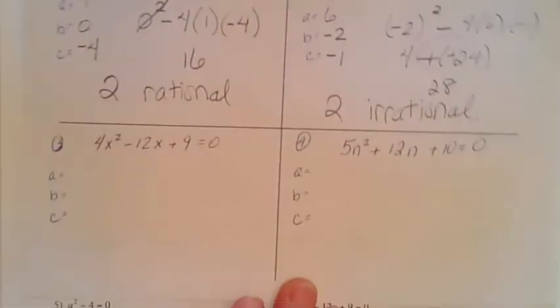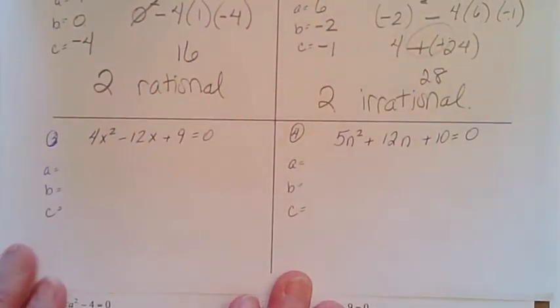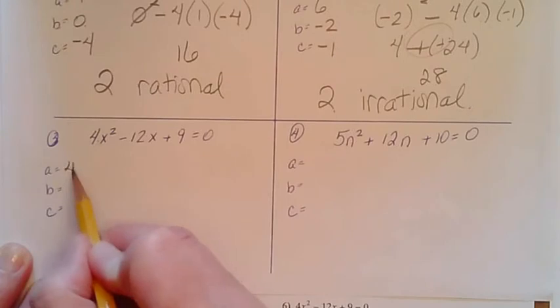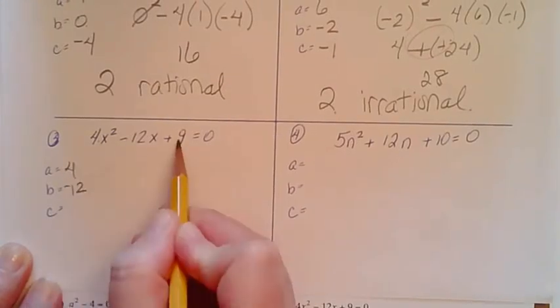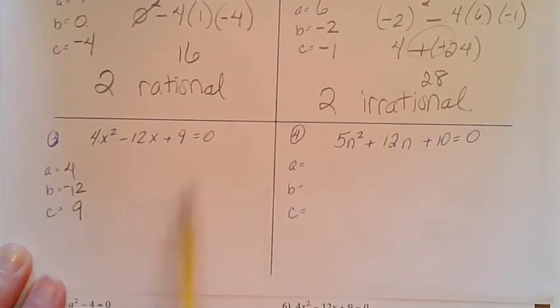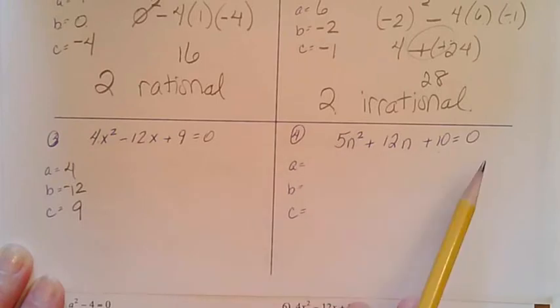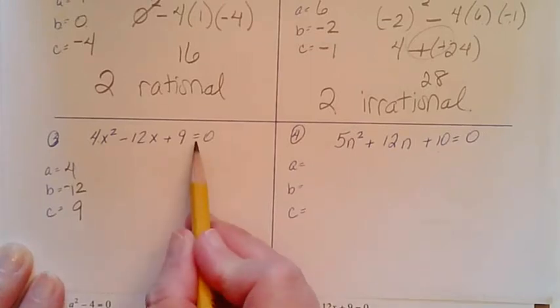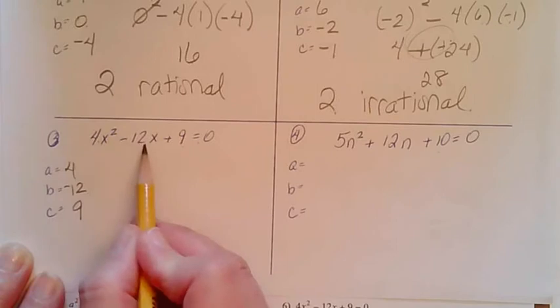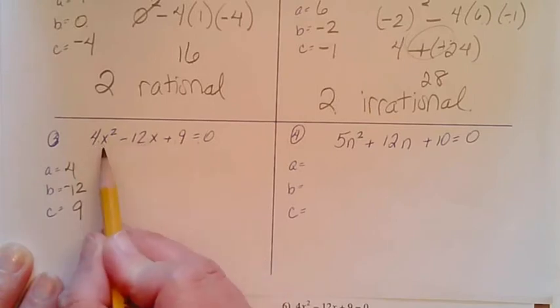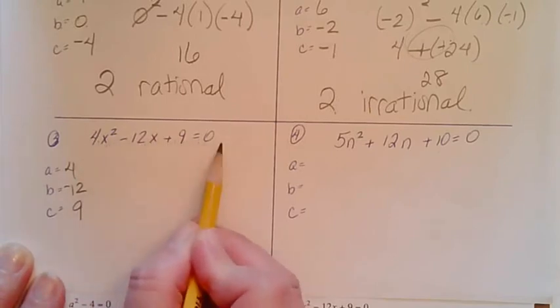Moving on. Let's do numbers 3 and 4. A is 4, b is negative 12, and c is 9. Notice for all of these examples, in order to pull out your a, b, and c, these equations have to be equal to 0. For our examples, just to make the videos a little shorter, even though I'm elongating it by doing all this talking, I made them equal to 0. But just make sure your whole equation is in standard form: x squared, x, number, equals 0.